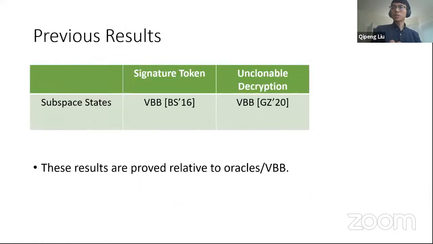So we look at these applications from subspace states. Briefly speaking, a quantum signature token is a quantum token that allows the user to sign an arbitrary single message, but cannot sign two different messages. And an unclonable decryption scheme is an encryption scheme where the decryption key itself is an unclonable quantum key. Previous results show that signature token and unclonable decryption exist relative to classical oracles. In other words, they assume post-quantum secure virtual black box obfuscation for classical circuits.